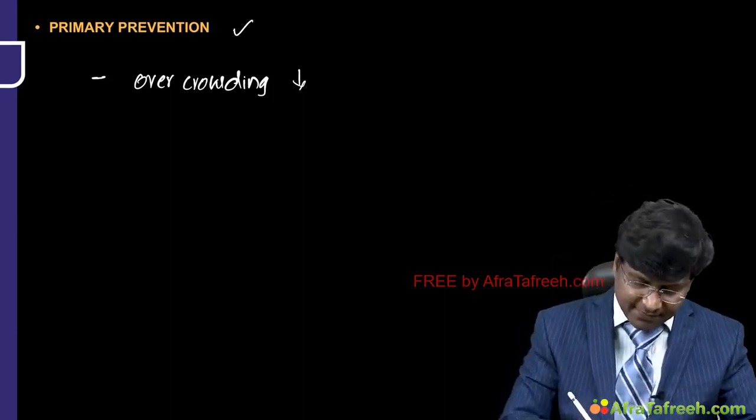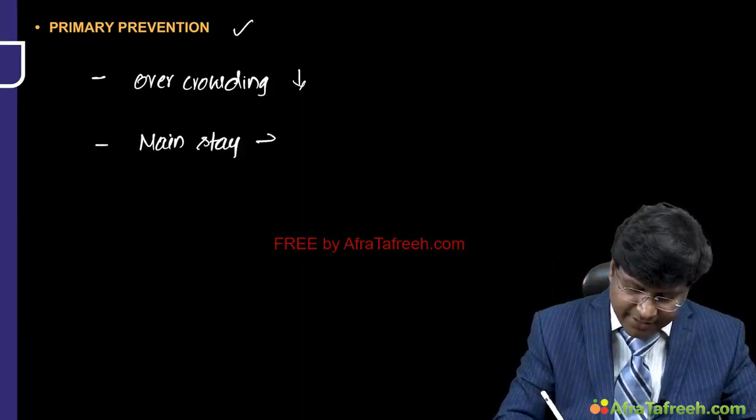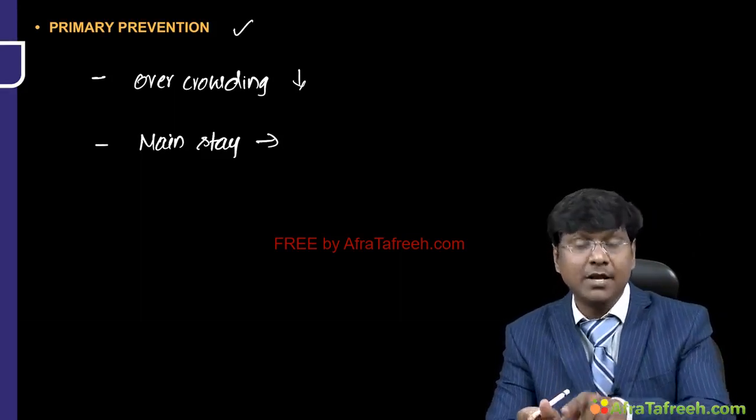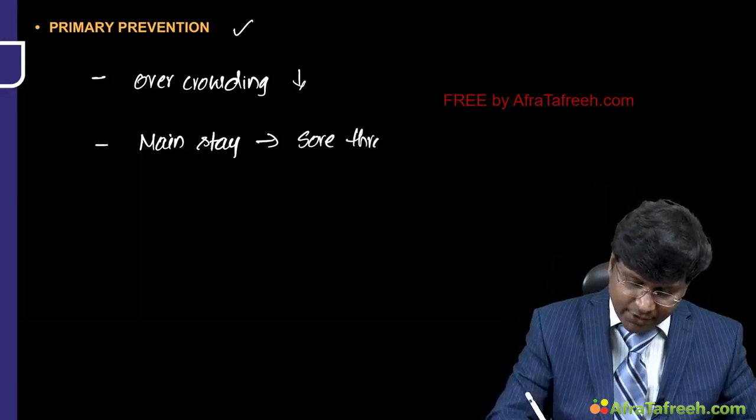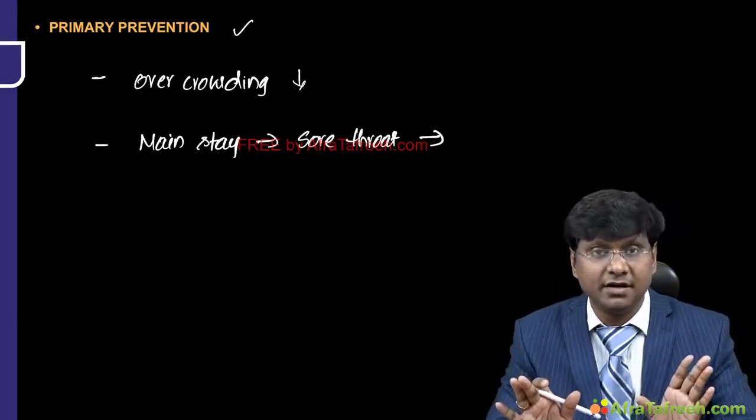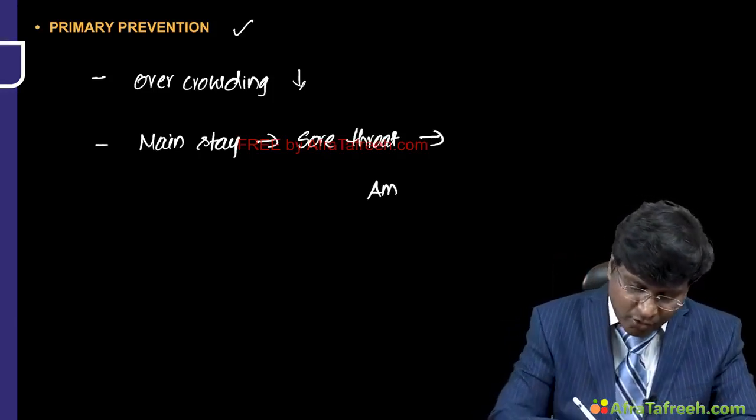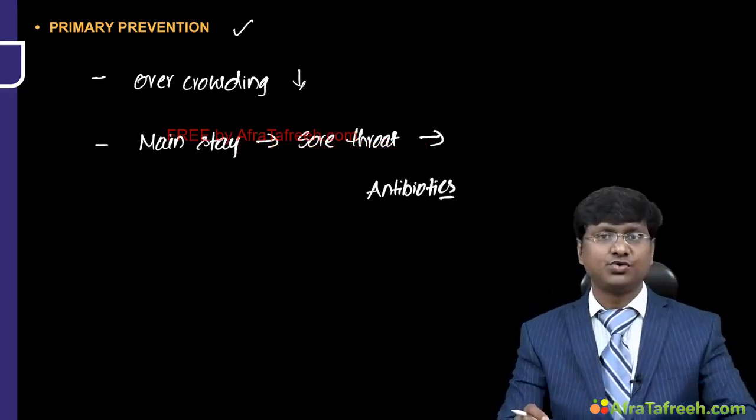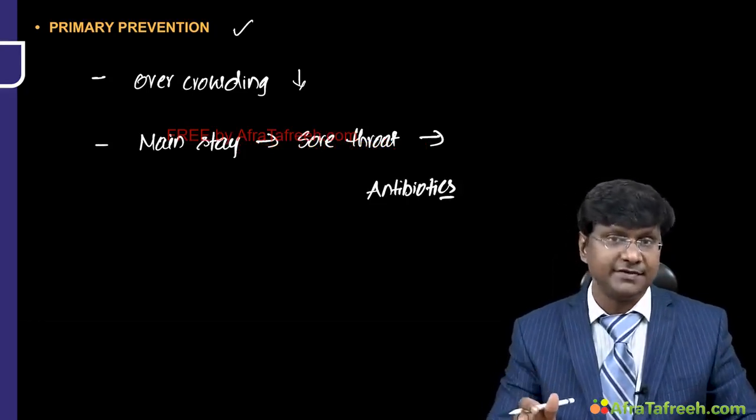And what is the mainstay of treatment for primary prevention? The mainstay of primary prevention of rheumatic fever is that once the individual develops a sore throat, you have to give the entire treatment given for group A beta hemolytic streptococcus. You have to give a complete course of antibiotics to those individuals who have developed a sore throat, so that it can prevent progression to acute rheumatic fever.